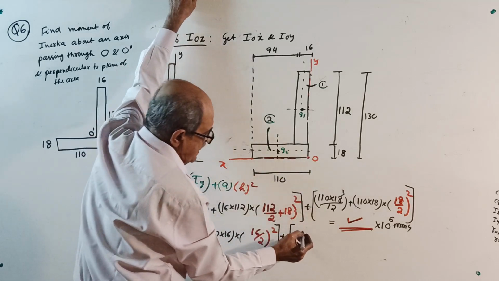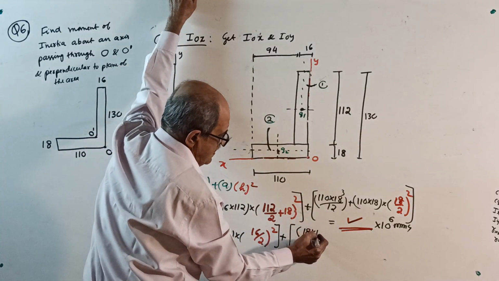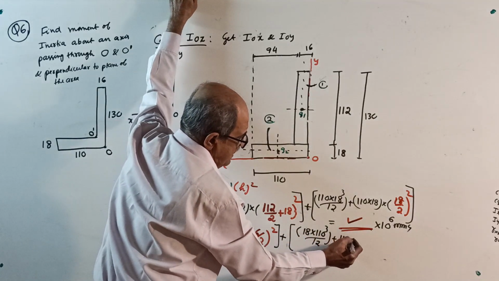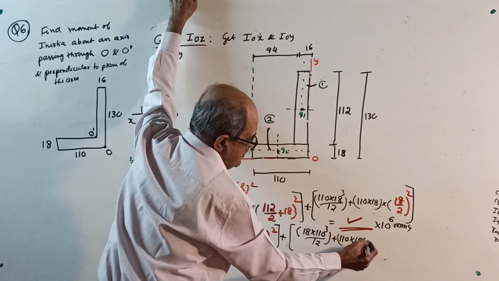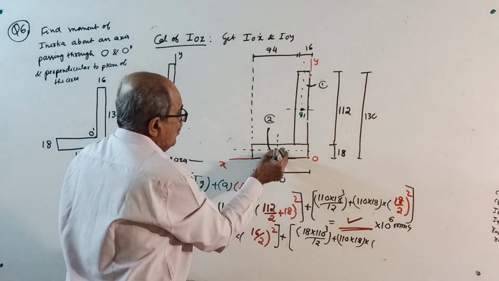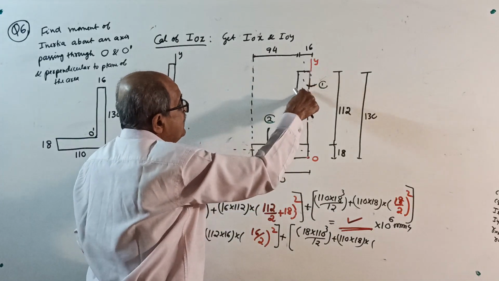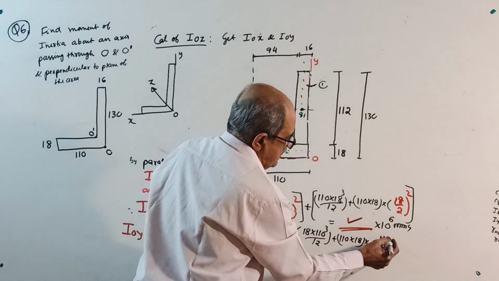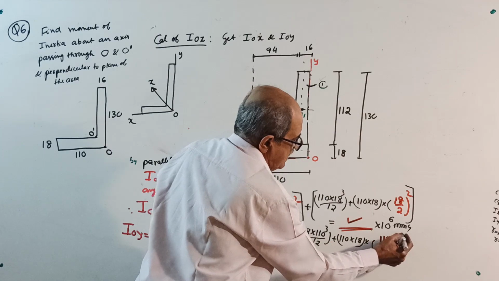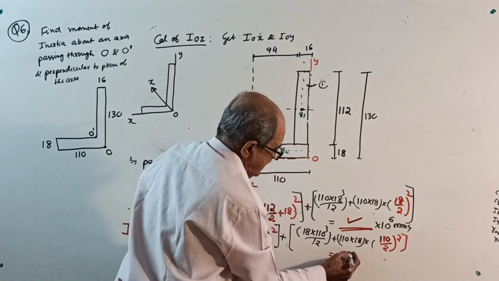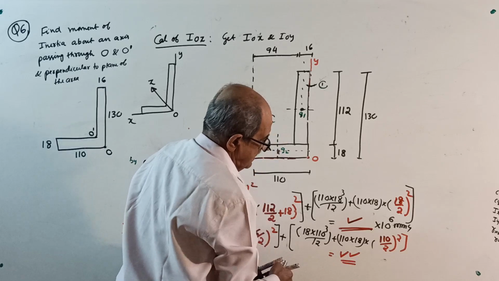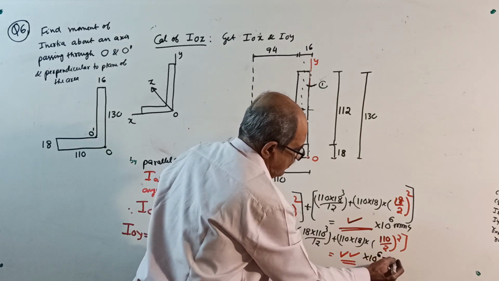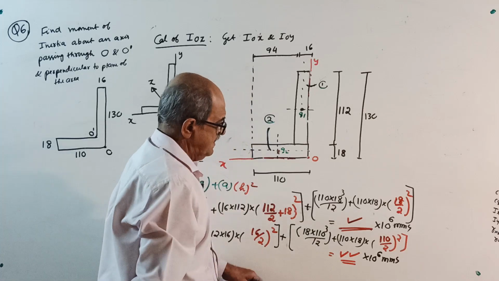18 into 110 cube by 12. 110 cube divided by 12 plus 110 into 18, which is the area, into the distance from the centroid of that component to this axis. This distance square is 110 by 2 whole square. Get the answer. Say double right. Write the answer in 10 to the power 6 millimeter power 4. Imagine double right.